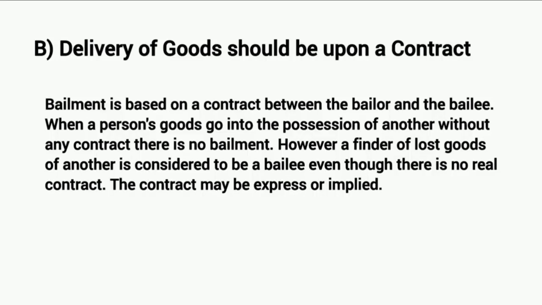Delivery of goods should be upon a contract. Bailment is based on a contract between the bailer and bailee. When a person's goods go into the possession of another without any contract, there is no bailment. However, a finder of lost goods of another is considered to be a bailee, even though there is no real contract. The contract may be expressed or implied.